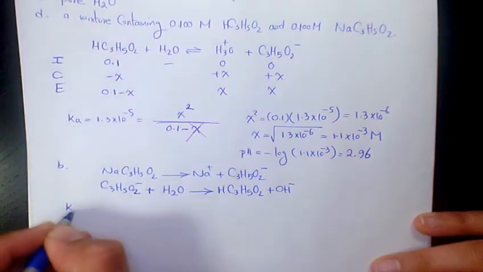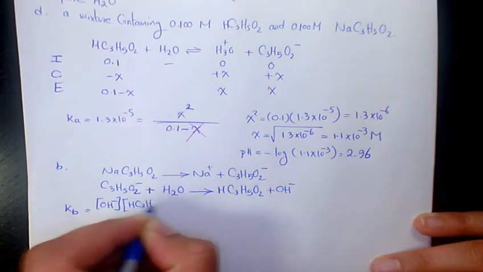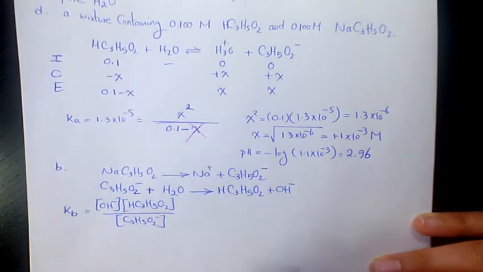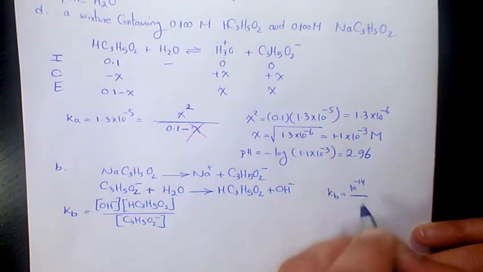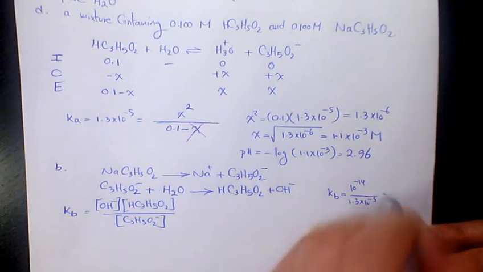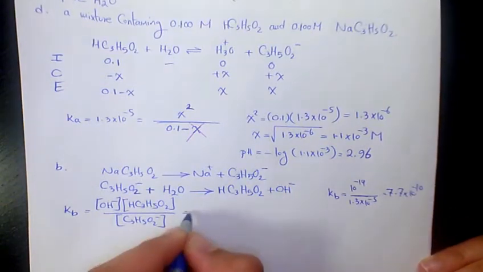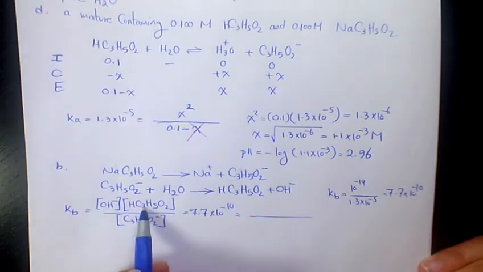Then I can say Kb equals OH minus times HC3H5O2 divided by C3H5O2 minus. And here we can say Kb equals 10 to the power of negative 14 divided by 1.3 times 10 to the power of negative 5. That's going to give us 7.7 times 10 to the power of negative 10. So this one is equal to 7.7 times 10 to the power of negative 10.